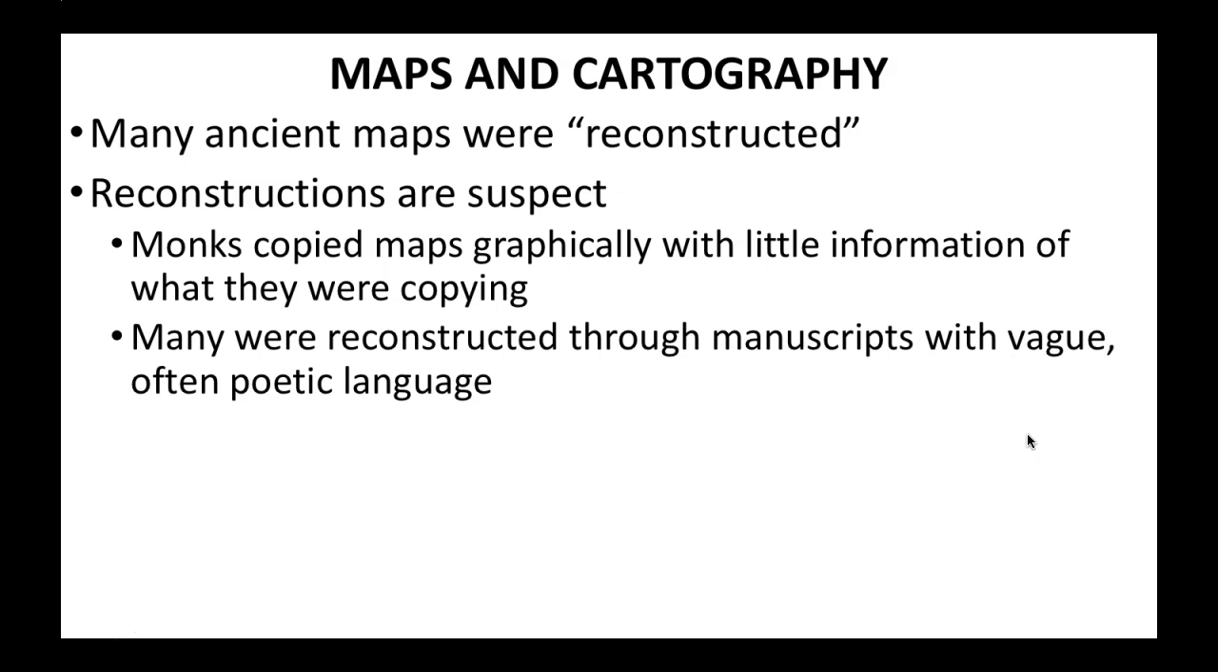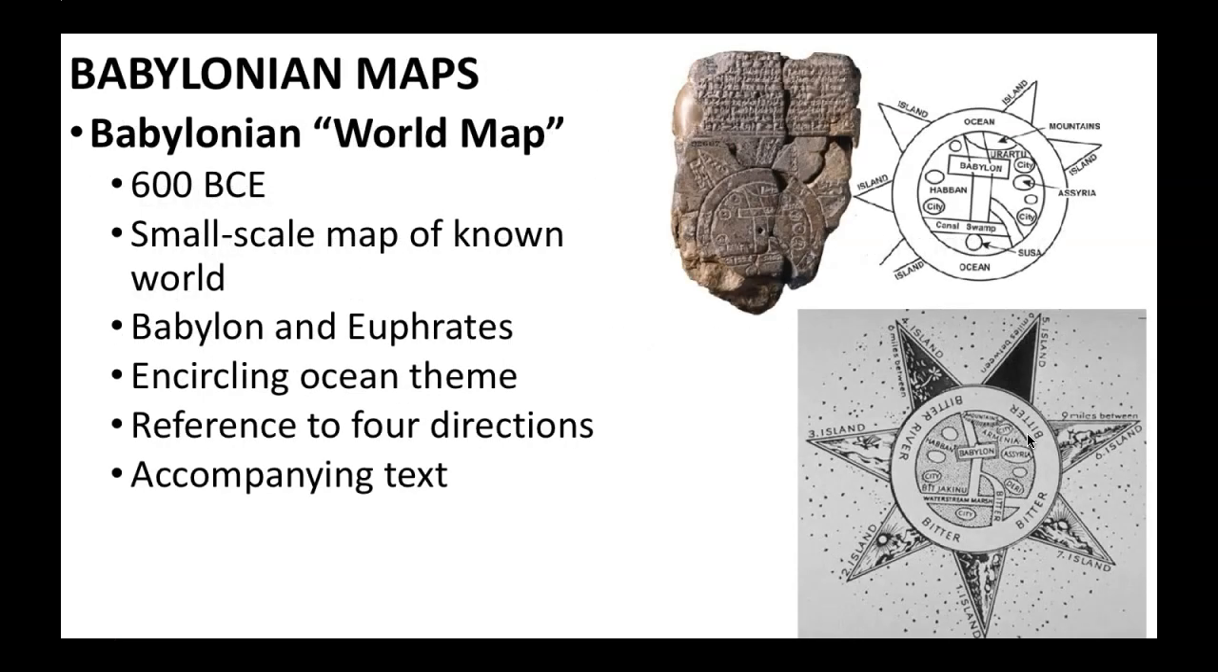So a lot of these reconstructions are vague. They come from manuscripts, and often they also have exaggerated poetic language and are not necessarily as accurate. Some of the most accurate ancient maps we do have are from the Babylonian period.